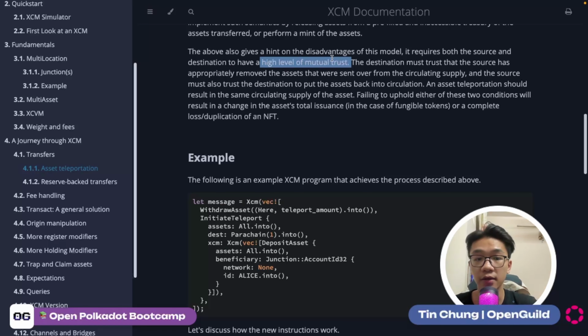That means the source and the destination have to trust each other. In that case, when you mint or when you burn, those things have to happen in the correct way. As I already mentioned, if you cannot trust the teleported destination, then when you already burn your token, they don't mint the new token. That means you already lost your token, and that is not the way you want it to happen.